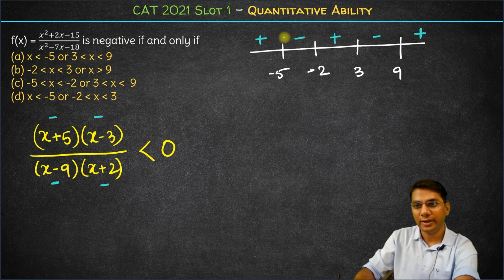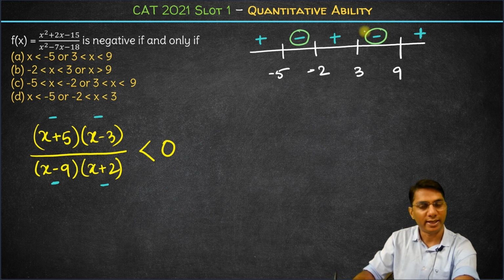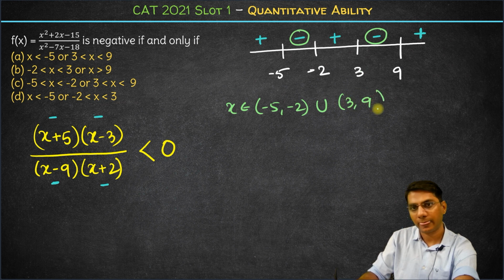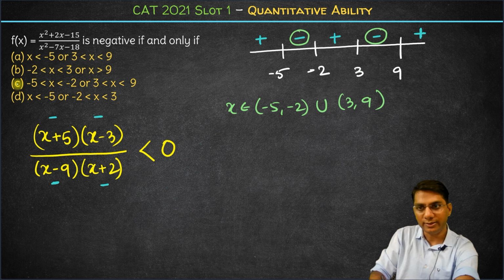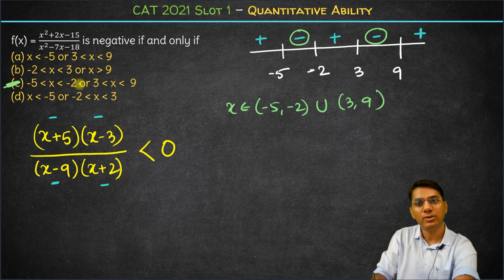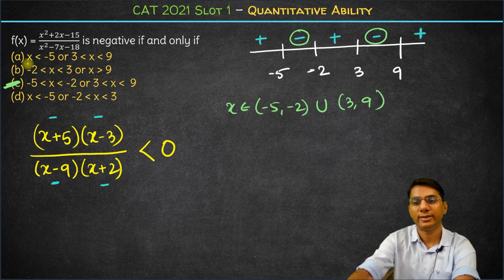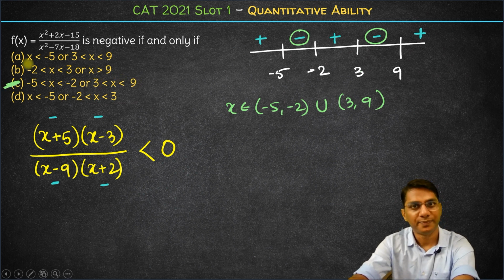So the range that we require is, first of all, this range and this range. It has to be negative. So x should be between minus 5 and minus 2, union between 3 and 9. Okay. So let's see which of these is this given range. It is option C: x is greater than minus 5 but less than minus 2, or greater than 3 but less than 9. Hence option C here is the right answer. Thank you.